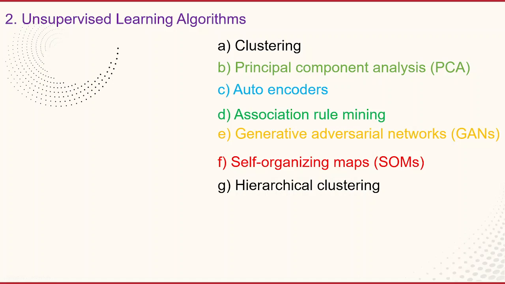Next is hierarchical clustering. This algorithm groups similar data points together in a hierarchical tree-like structure. It is often used for visualizing the relationships between different data points or for creating taxonomies of data. So these are a few examples of unsupervised learning algorithms. Next, we'll see reinforcement learning algorithms. These algorithms are used to train agents to make decisions in an environment. The agent is given rewards for making good decisions and penalties for making bad decisions.